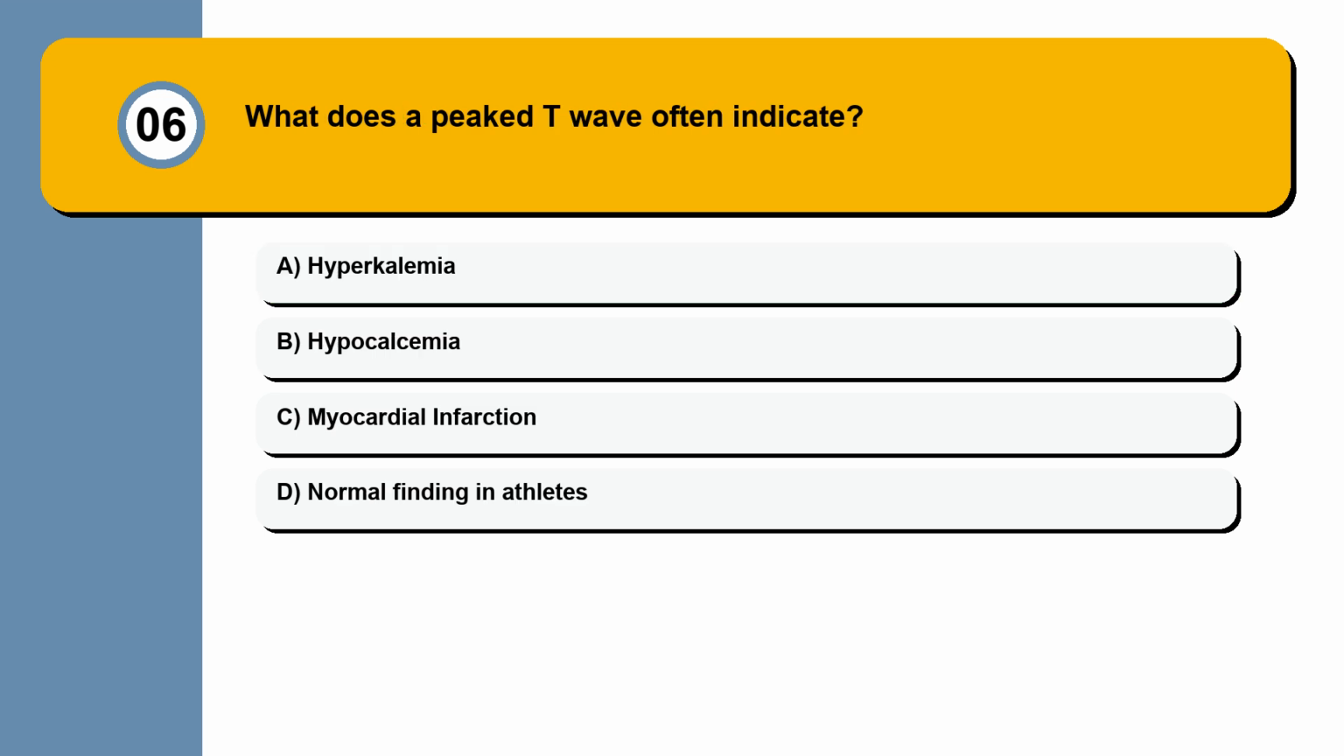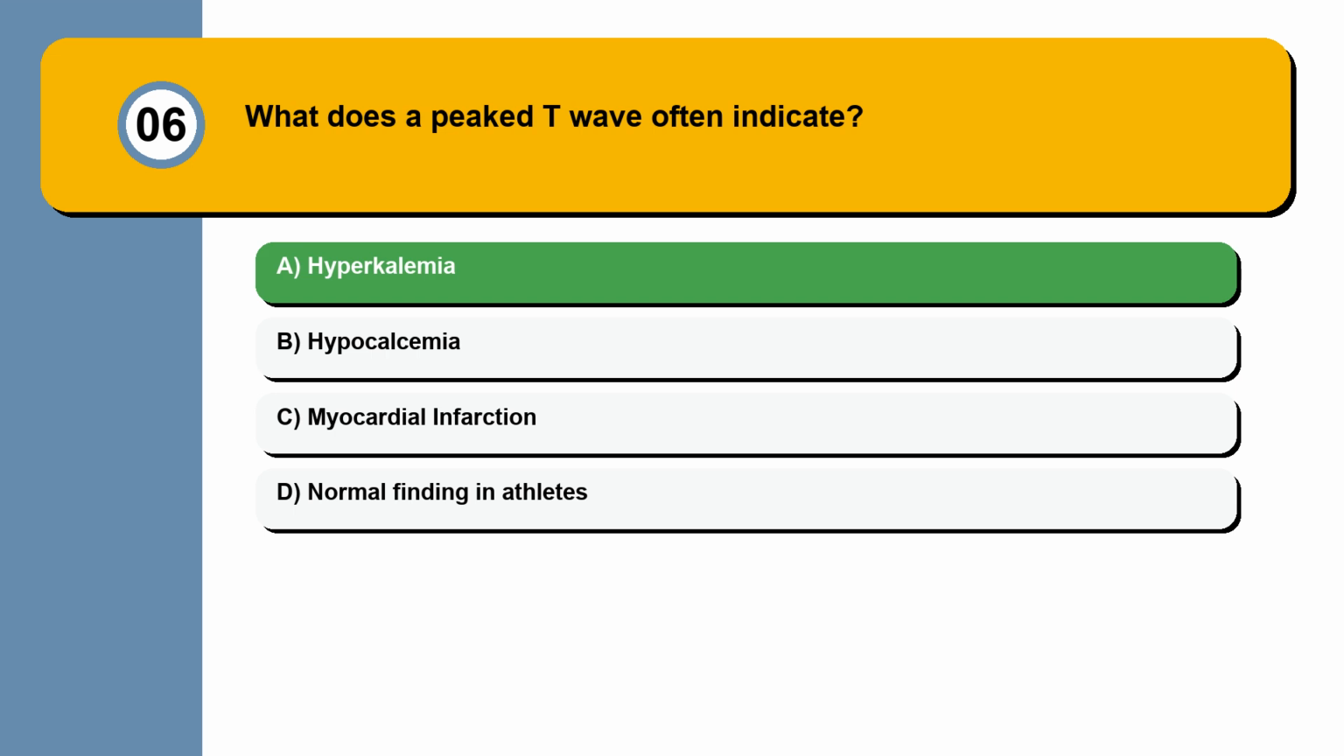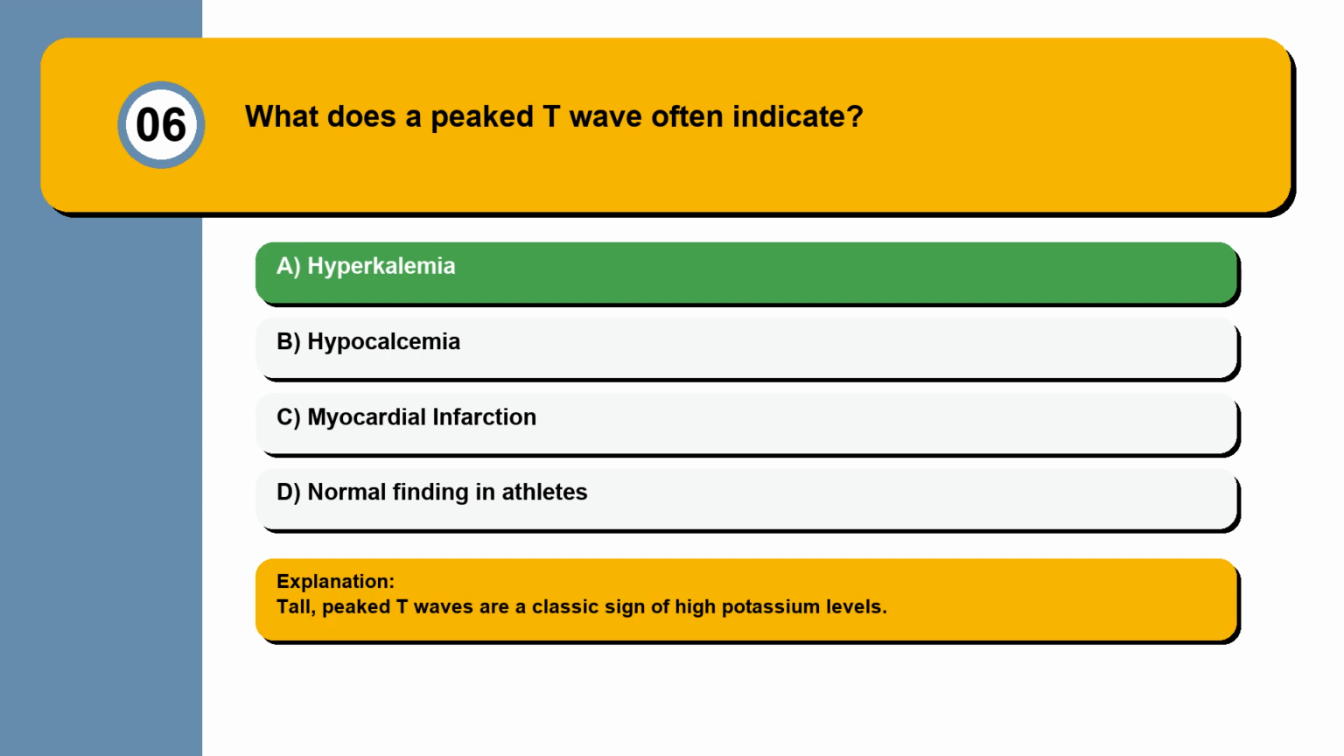Question 6. What does a peaked T wave often indicate? Hyperkalemia, hypocalcemia, myocardial infarction, normal finding in athletes. Tall, peaked T waves are a classic sign of high potassium levels.